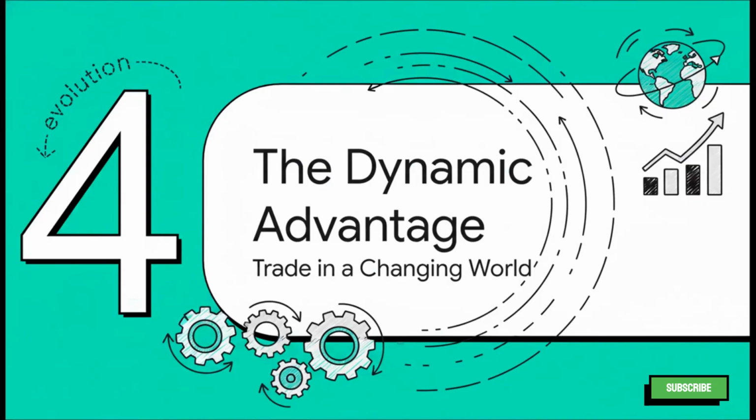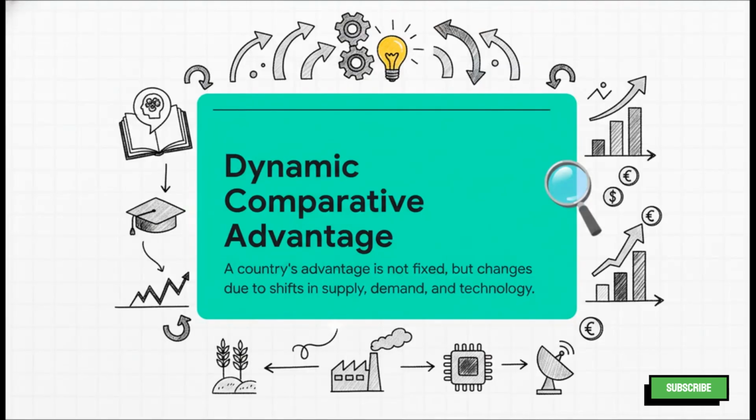So, all this evolution, all these updates, they bring us to the absolute core idea of today's explainer. This massive shift from seeing advantage as something fixed and static to something that's alive, that's changing, something dynamic. So what exactly is dynamic comparative advantage? The central idea is that a country's strengths aren't just something it's born with. They evolve. A country can actively build new advantages through things like investment, education, and innovation. What you're good at today might not be what you're good at 10 years from now.